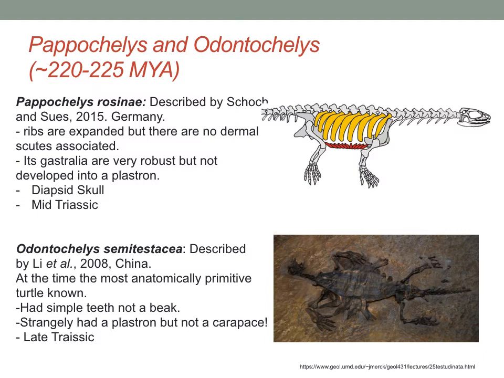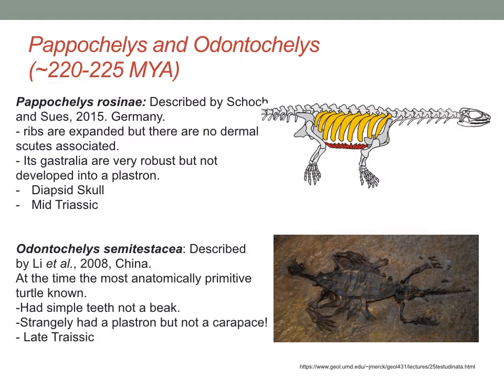And this goes all the way back to the mid-Triassic, so we're talking 225 million years ago. So that's the most ancient turtle that we have, and it's that missing link that connects turtles to other tetrapods.